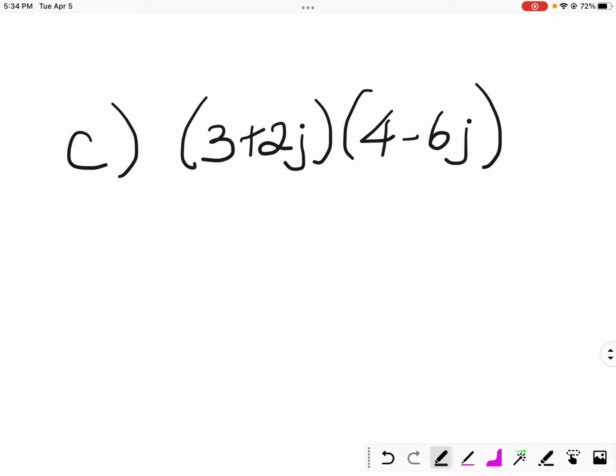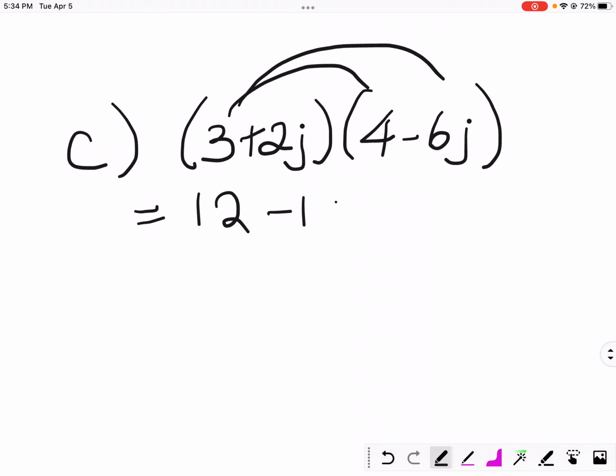This is where I'm going to become a little bit repetitive because I will say repeatedly this is much like algebra and also much like expanding radicals. In other words, we're going to do FOIL. 3 times 4, 12.